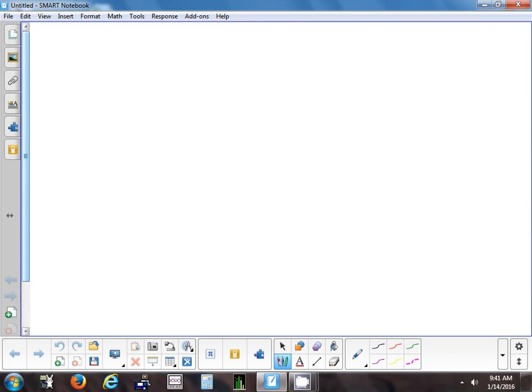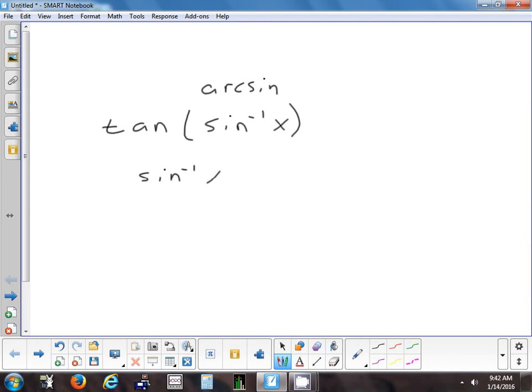Okay, so some of the problems you want to know how to do are something like tangent of inverse sine of x. The problem will basically say to take that and convert it into an algebraic expression. Now, if you see inverse sine, or if you see it written like this, arc sine, those two things mean the same thing. Okay? So what I would do with this problem is start with the inside function.